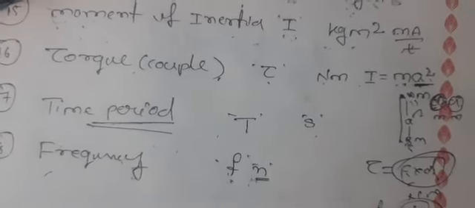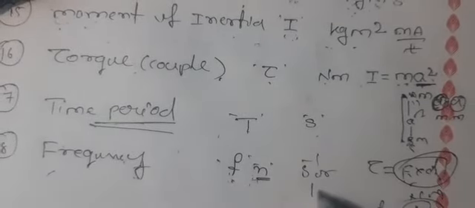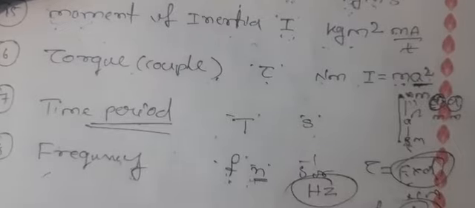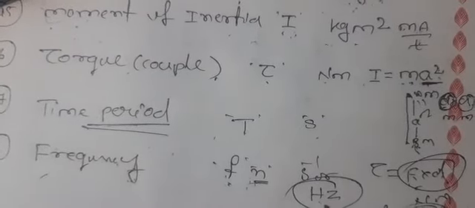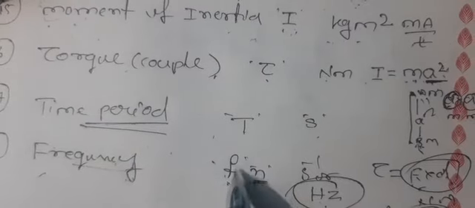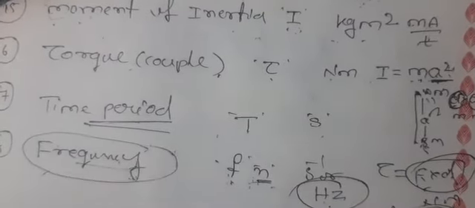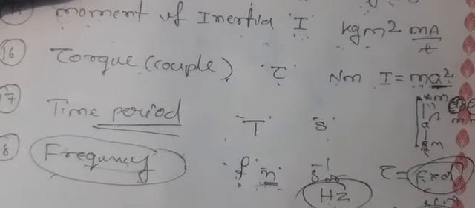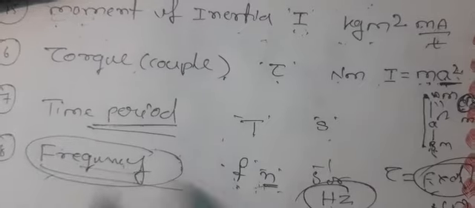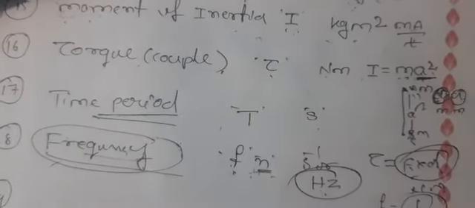The unit of frequency is second inverse, and the standard SI unit is Hertz. The SI unit of frequency is Hertz. It is represented by the symbol F or small n. The definition of frequency is the number of vibrations made in 1 second. That is frequency, and it is one of the derived quantities.